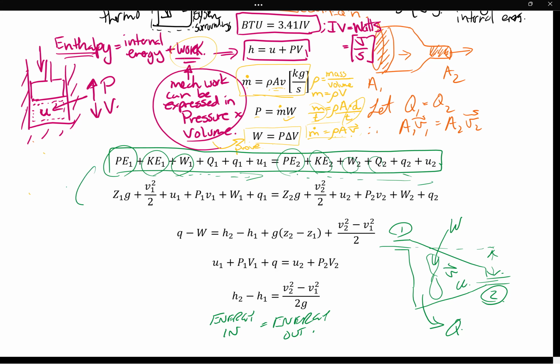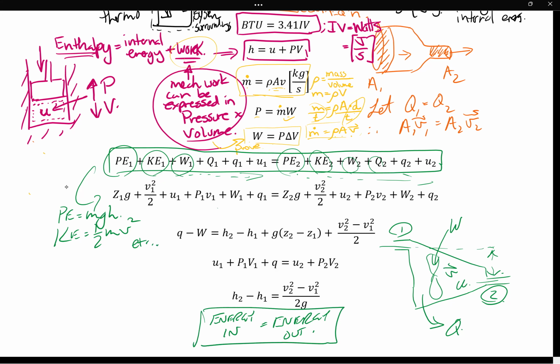Then it's just written more specifically because we remember that potential energy is mgh, and we remember that kinetic energy is 1/2 m v squared, etc. However you want to write it. So this is just a little bit more specific. I like to just say energy in equals energy out and just put in all of my energies.